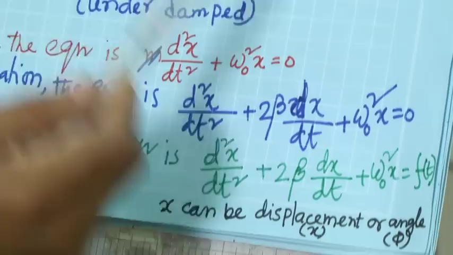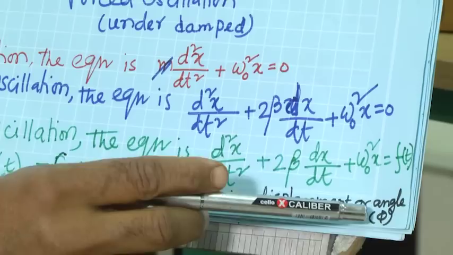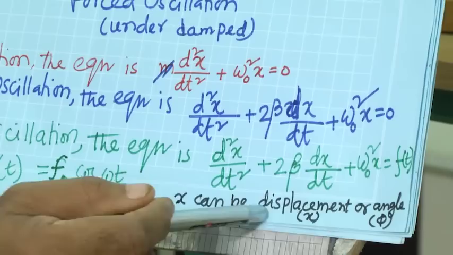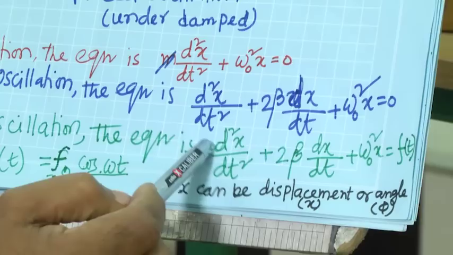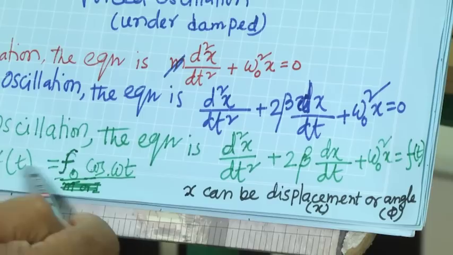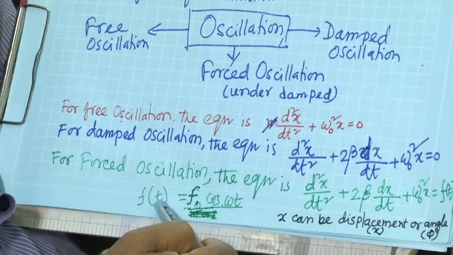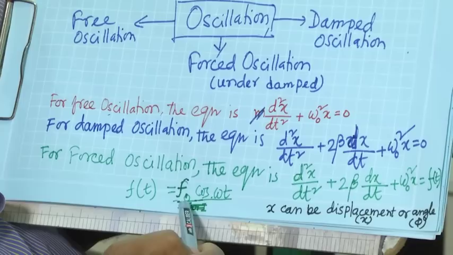In this experiment, we will see the change of angle, not the linear displacement, it is the angle. So x can be x or this phi, and this external force is a periodic force. So f(t) is equal to f0 cos omega t. This is the form of the externally applied force. Okay.